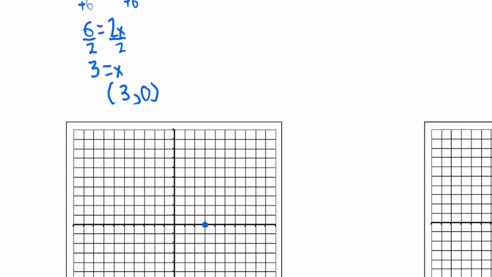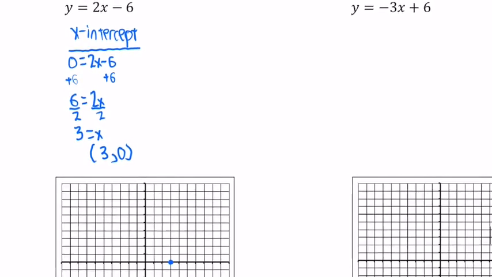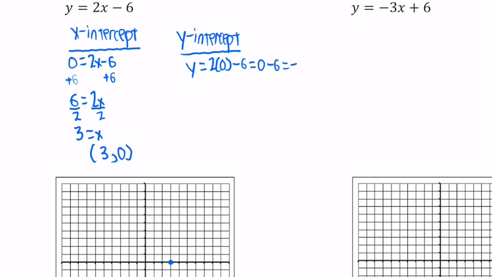Now let's take that same equation, y equals 2x minus 6, and go through the steps to find the y-intercept. To find the y-intercept of an equation, you put in 0 for x. Doing that in this case, we have y equals 2 times 0 minus 6. 2 times 0 is 0, leaving us with 0 minus 6, and we have y equals negative 6. So putting in 0 for x, we got negative 6 for y. (0, negative 6) is our next point.